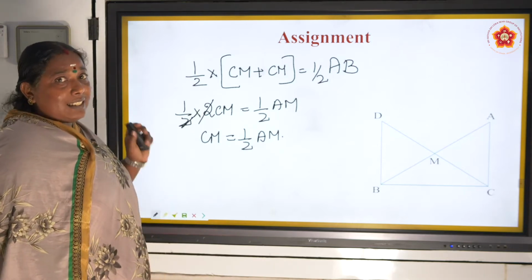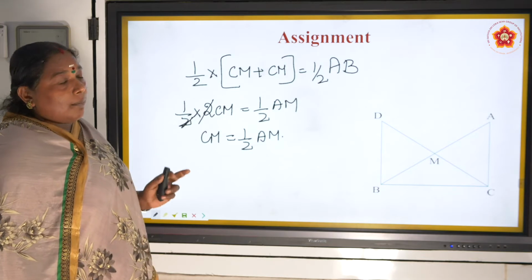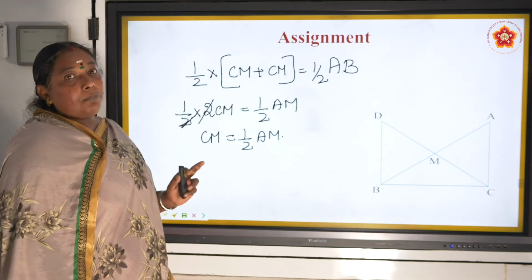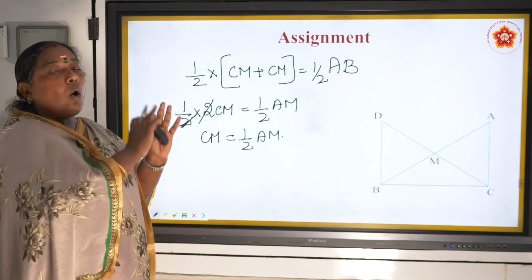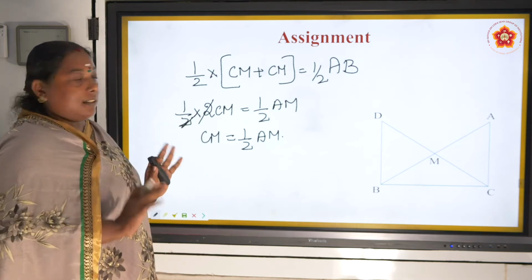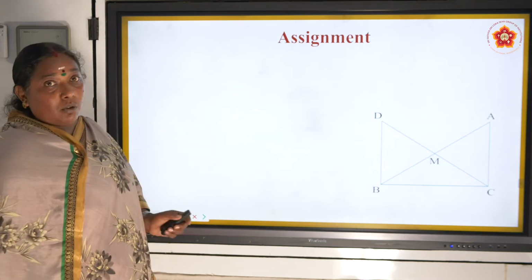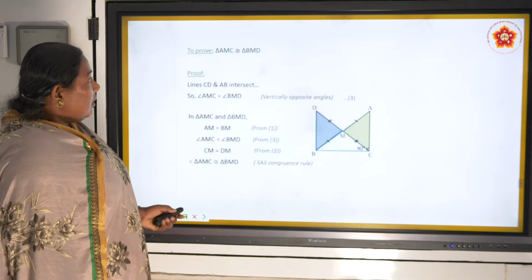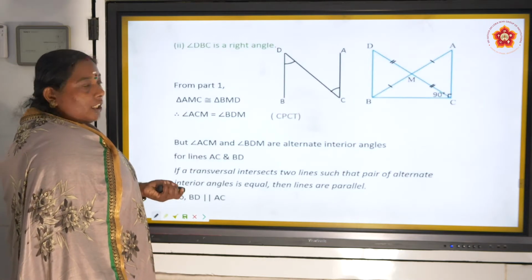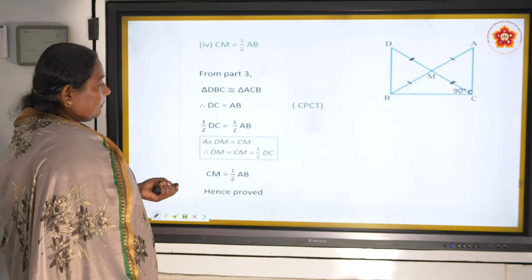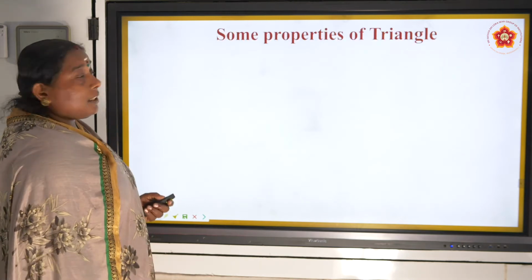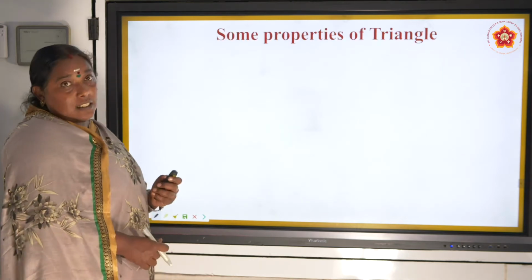I told you this sum is a little bit tricky, but this is a very important sum. If you are clear with this whole exercise, you are ready. So shall we move on to the next? These are all the answers. You can check it. Now let us move on to today's session.